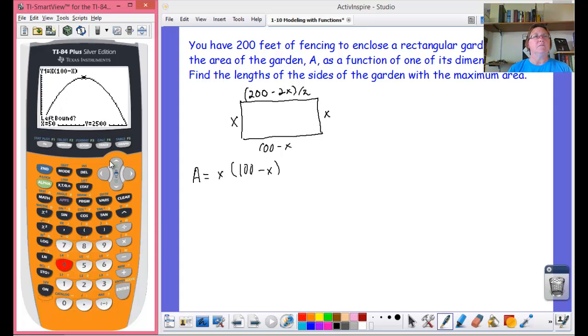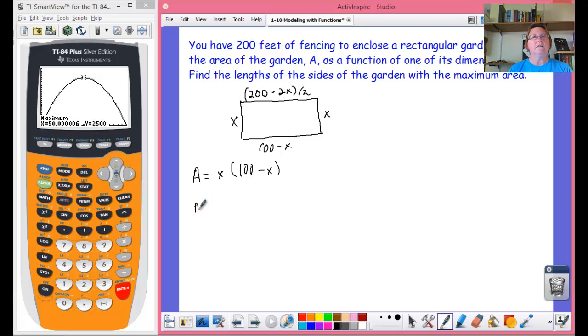And ooh, I think I'm right on it. But I'm going to get left of center, right of center, and enter. And this says that the maximum area is 2,500, and that would be square feet, when sides are 50 feet long.